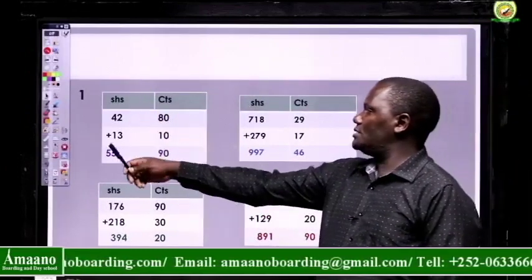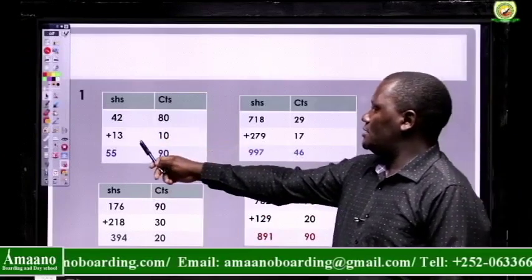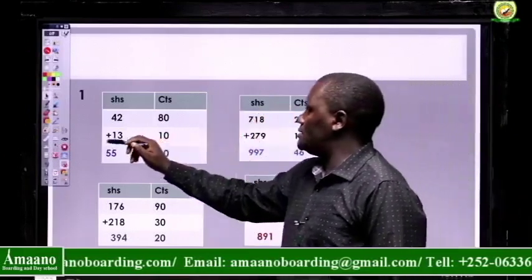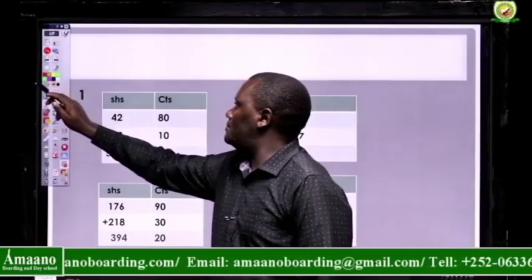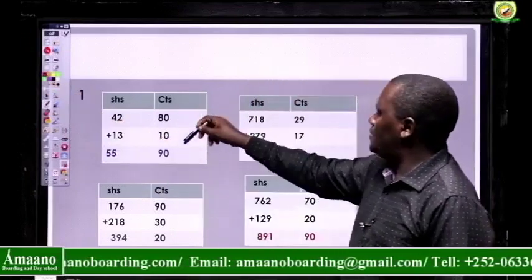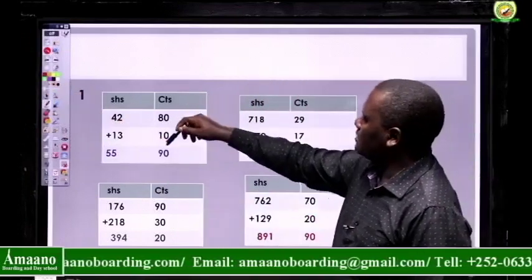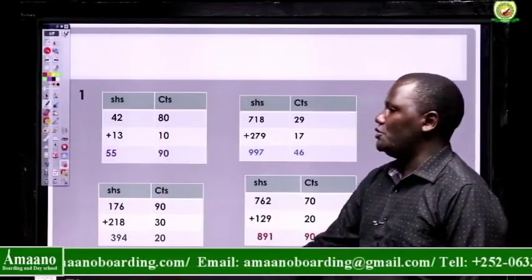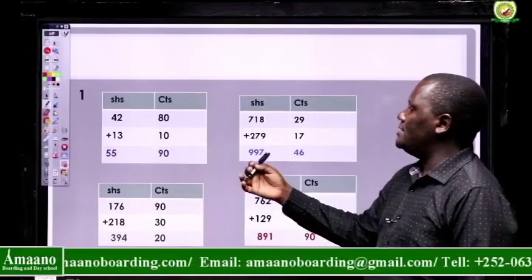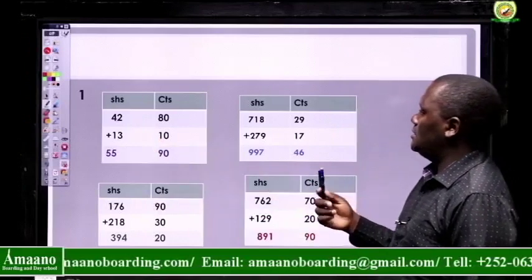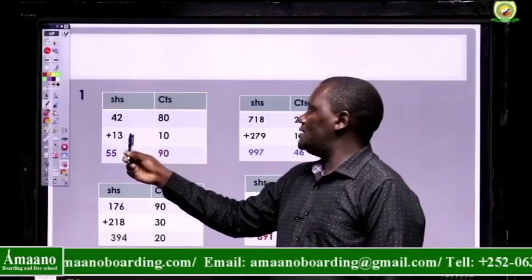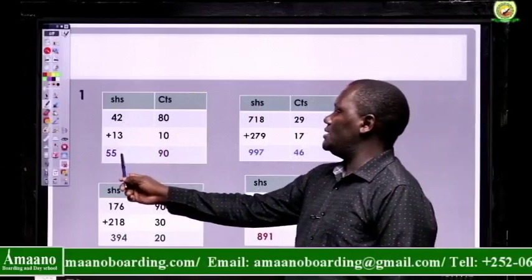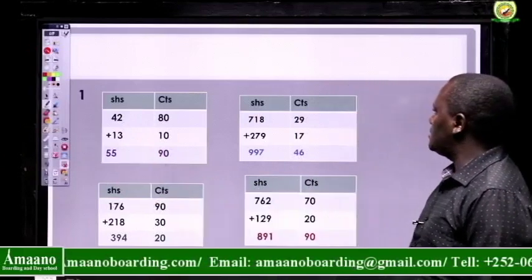I have 42 shillings 80 cents, and 13 shillings 10 cents. How do we add? We start with the cents. 0 plus 0 is 0. 8 plus 1 is 9. So this is 90 cents. We don't carry anything to the other side because 90 cents is less than 100 cents. Then we have 2 plus 3, it's 5. 4 plus 1, it's 5. So we have 55 shillings and 90 cents.